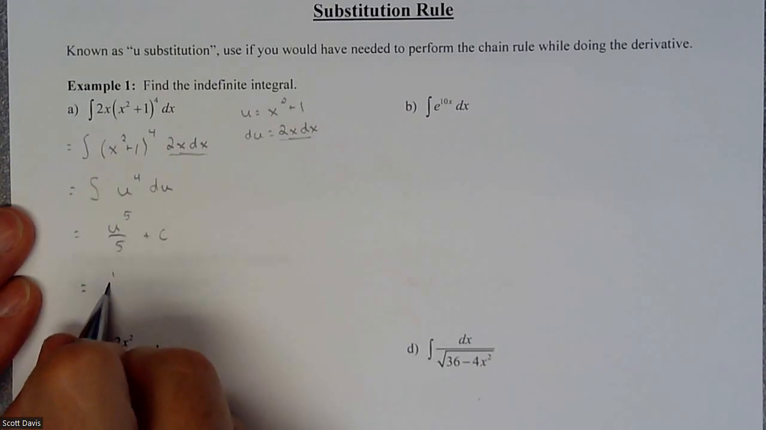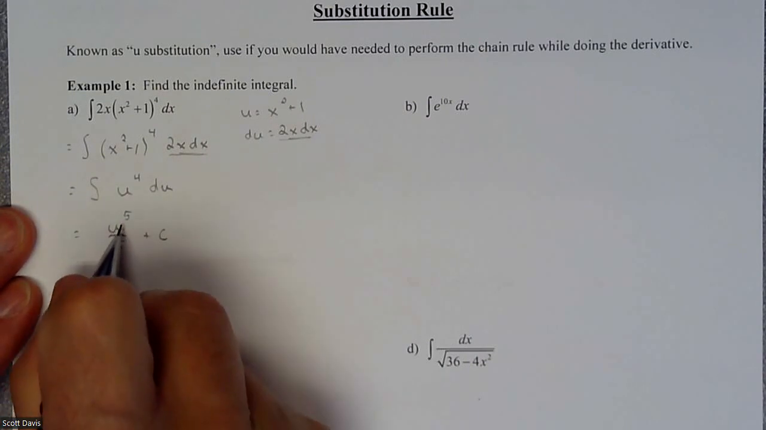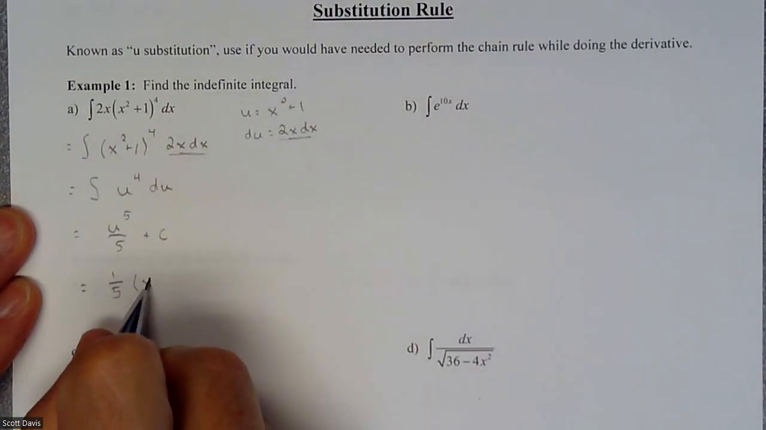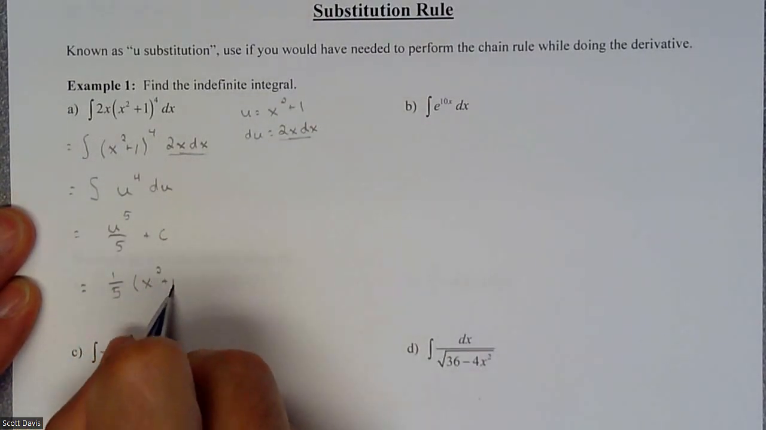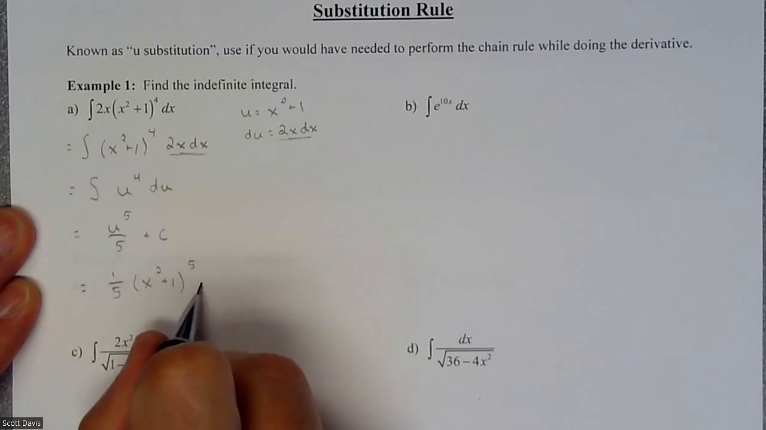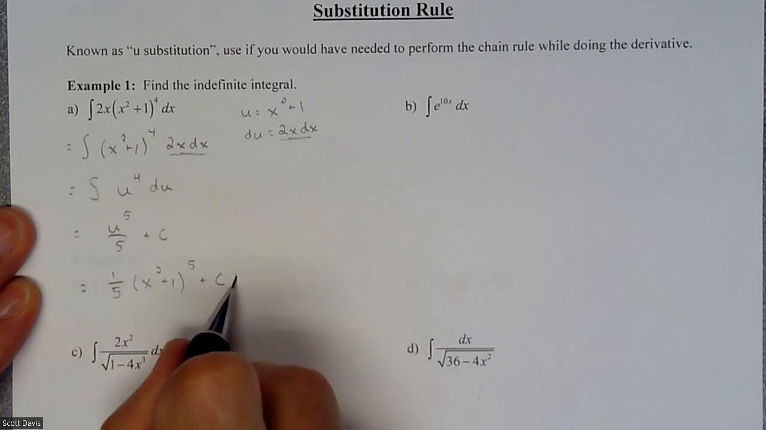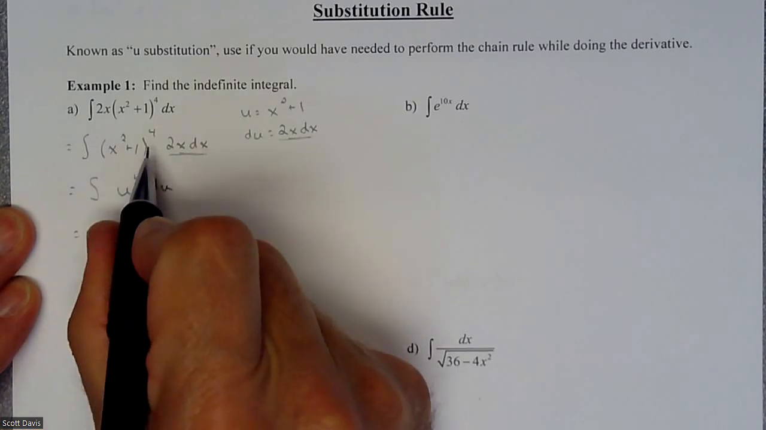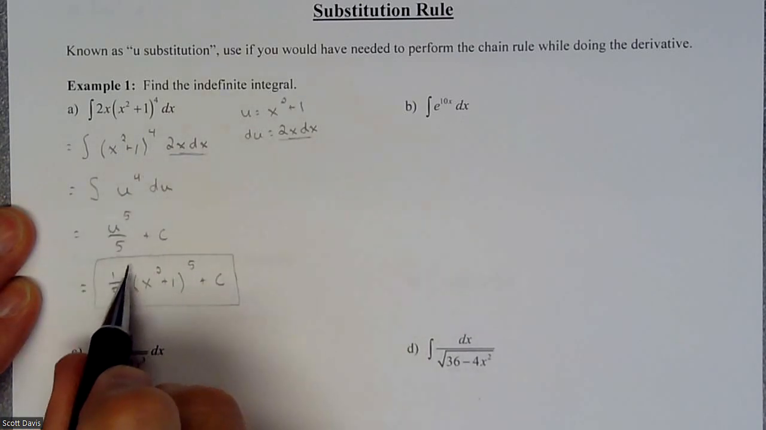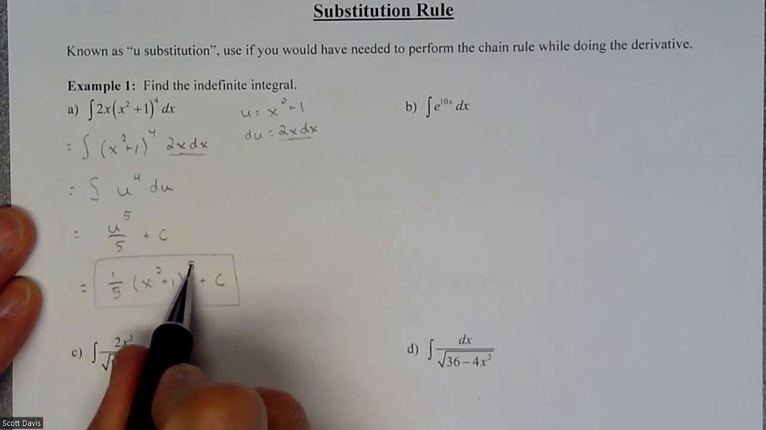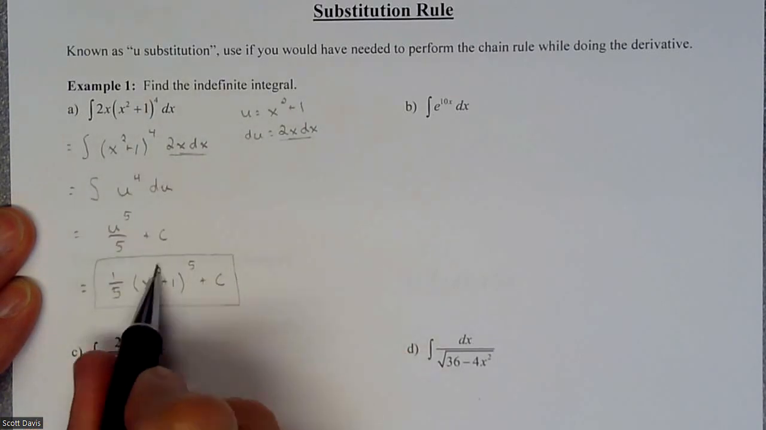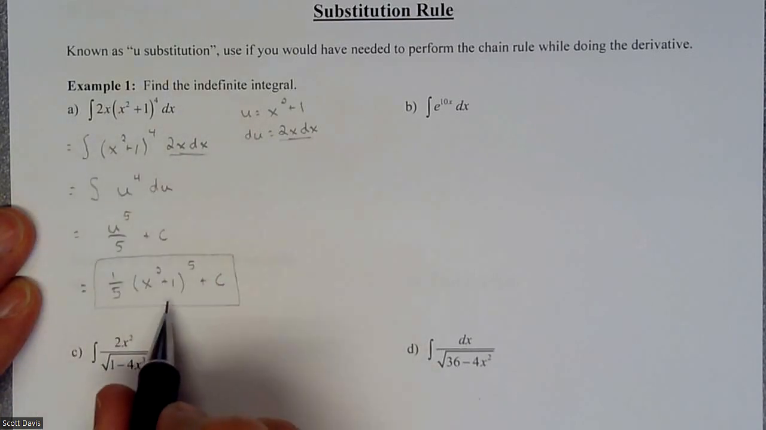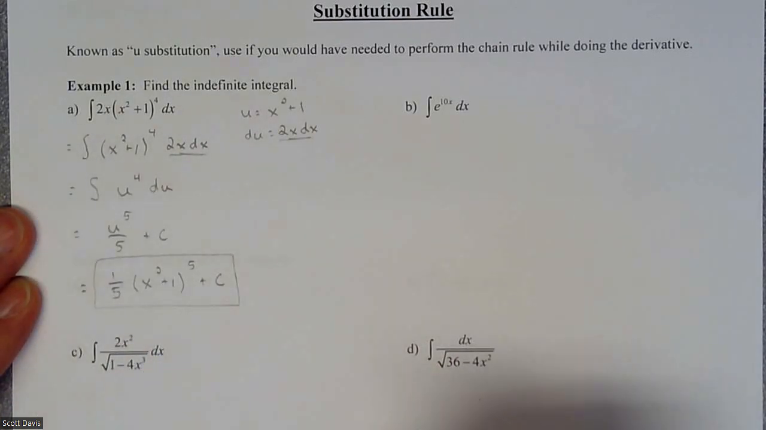And so I have a 1/5. Now instead of u to the 5th, I'm going to pull this back in: x squared plus 1 to the 5th plus c. I can also do this derivative and see if I would get it back to this. If I would do the derivative, the 5 would come down and cancel, this would become a 4, and then the chain rule would be applied, so times the derivative of the inside, which is 2x. And then the derivative of a constant would go away.